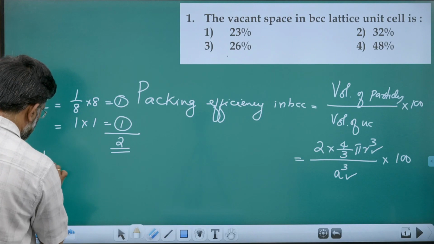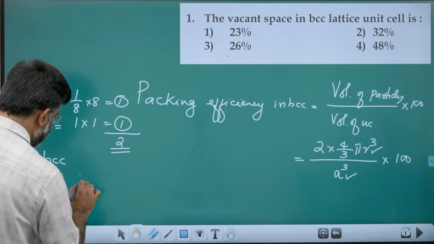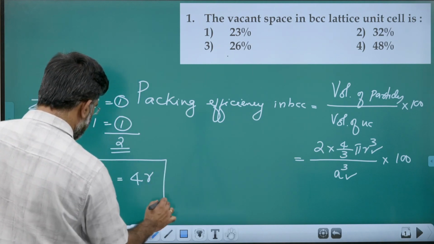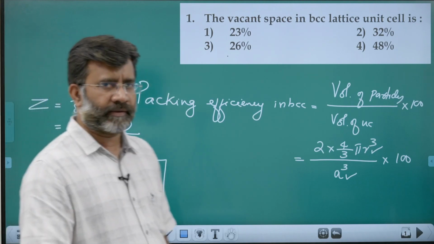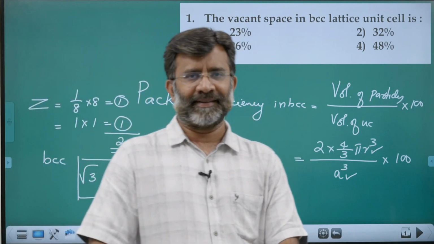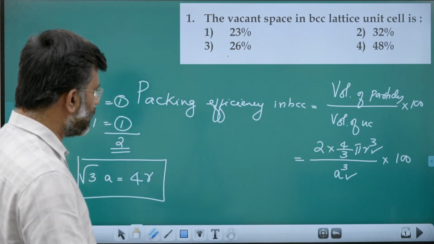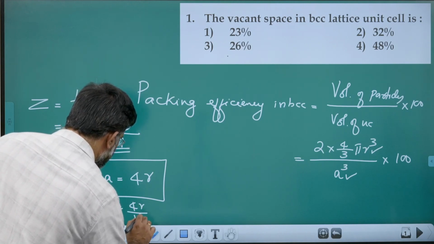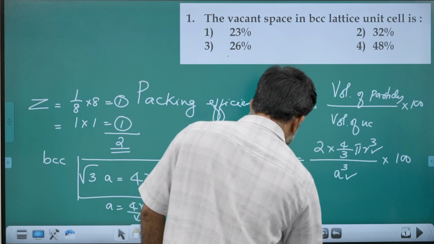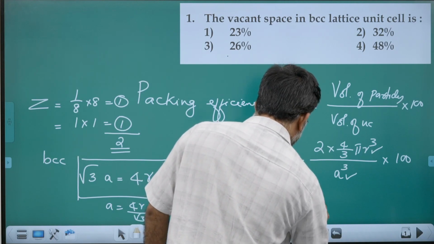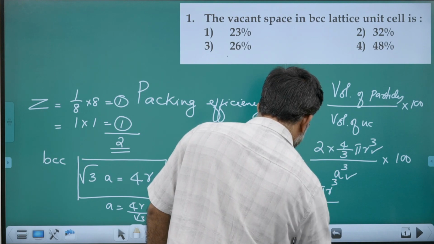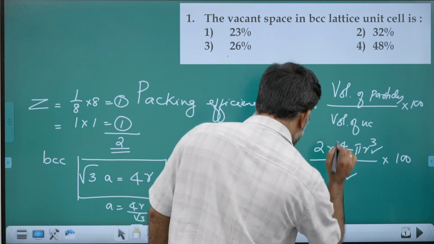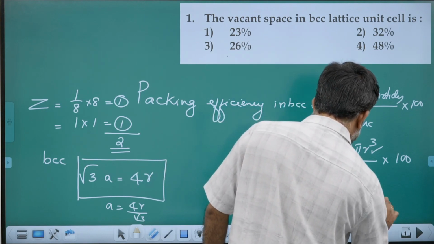All of you know for BCC system, what is the relationship? The body diagonal root 3a is equal to 4r. You have learnt. Root 3a is equal to 4r, right? So what is a in terms of r? a in terms of r will be 4r by root 3. Substitute that, you get 2 into 4 by 3 pi r cube divided by 4r by root 3 the whole cube into 100.